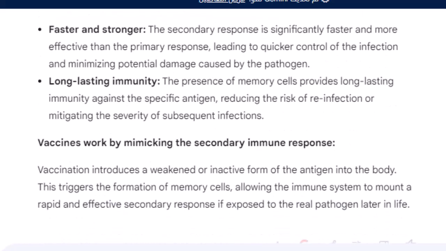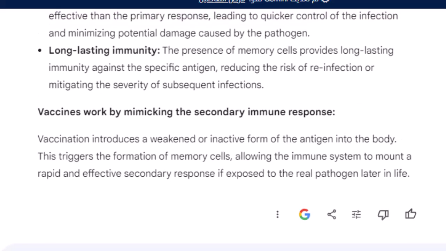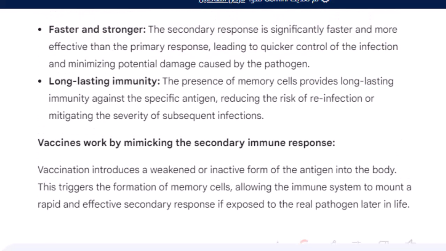Vaccines work by mimicking the secondary immune response. Vaccination introduces a weakened or inactivated form of the antigen into the body. This triggers the formation of memory cells, allowing the immune system to mount a rapid and effective secondary response if exposed to the real pathogen later in life.